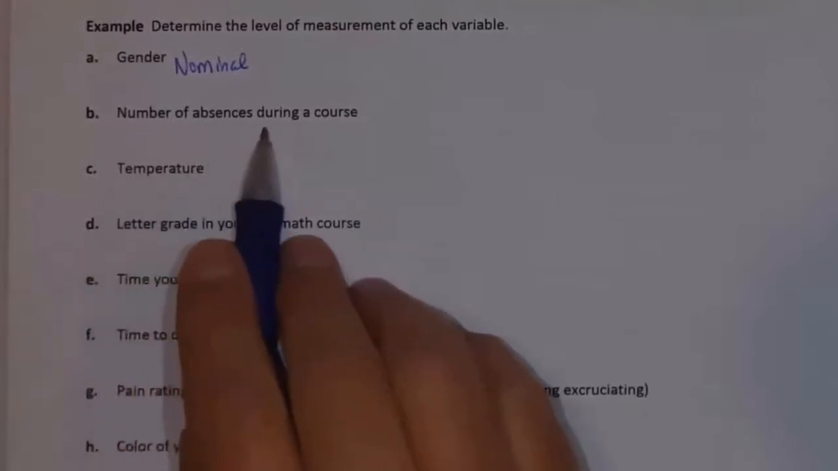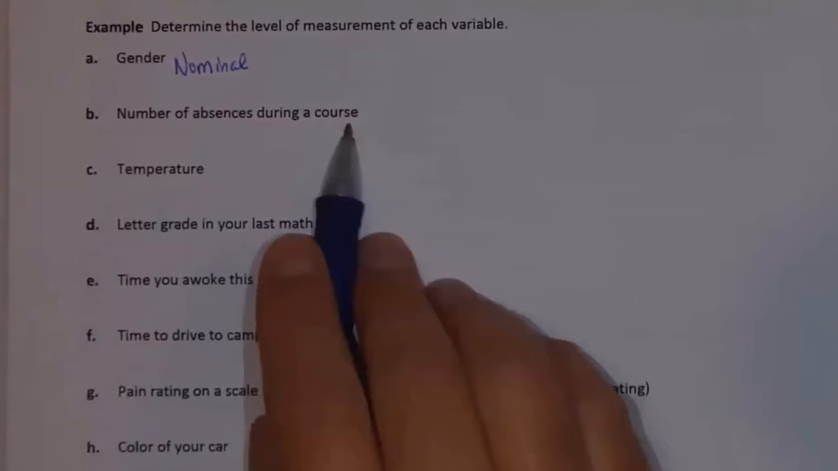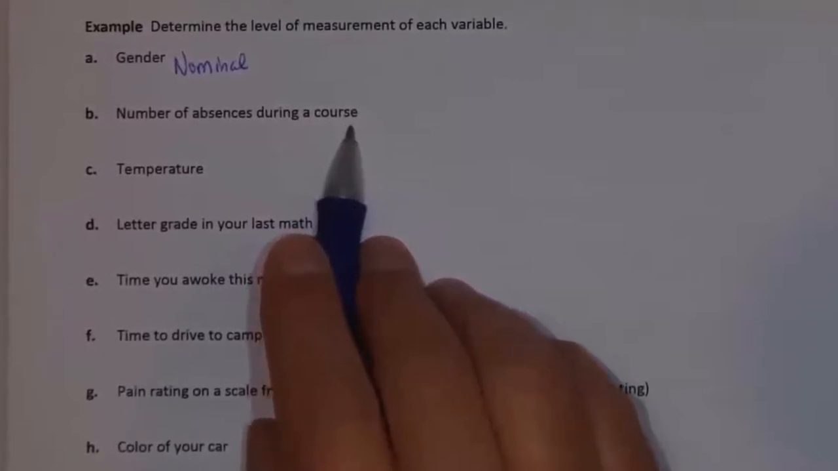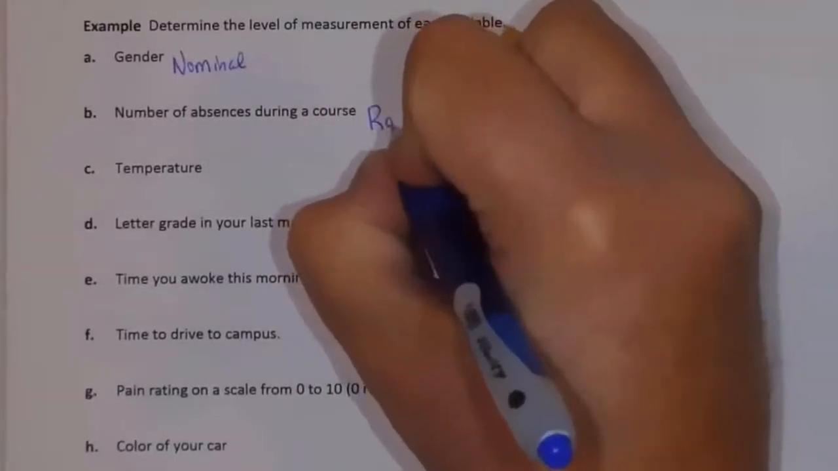The number of absences during a course. Is there a meaningful zero? Could a person be absent 0 times? So that makes it ratio. If one person misses twice and another person misses 6 times, the person who misses 6 times has missed 3 times as many as the person who's missed twice. There's meaning in the ratio. There's meaning in the multiples. There is a meaningful zero. 0 means an absence of absences. So this is ratio.